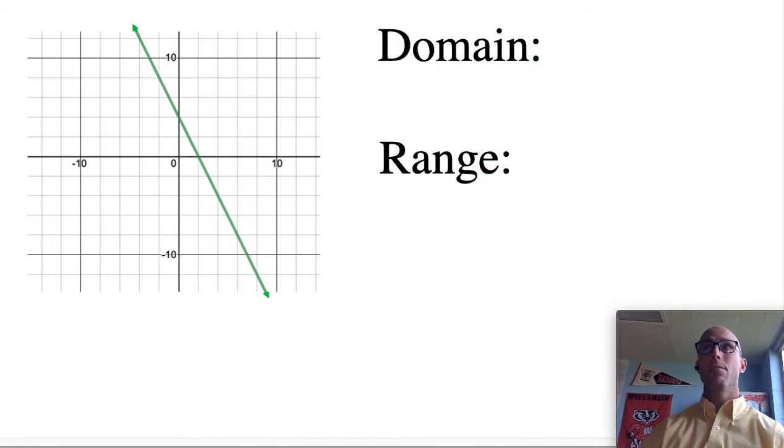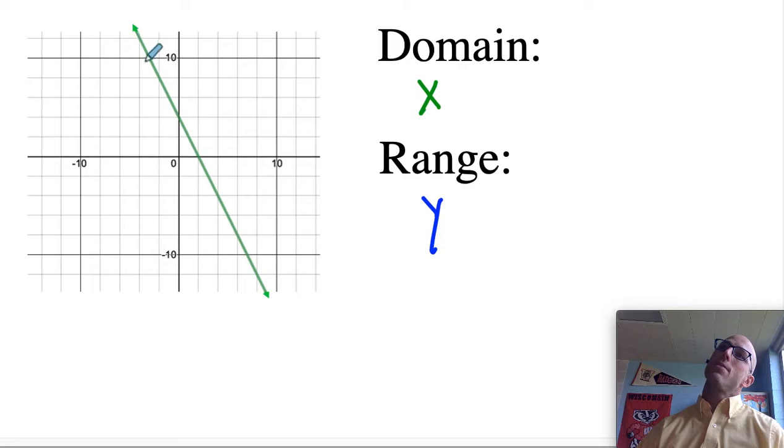My definition is the same here. My domain is all the possible inputs or x values. My range is the set of all possible outputs or y values. So I'm going to go over here and look at this. Well, my domain is all the possible x values.